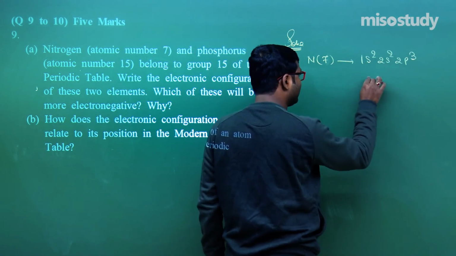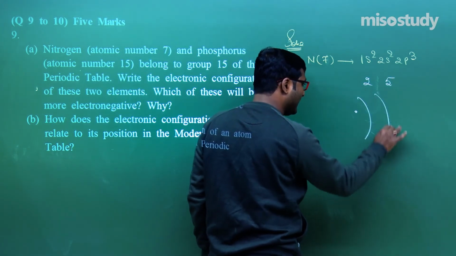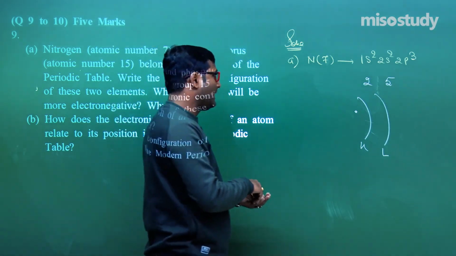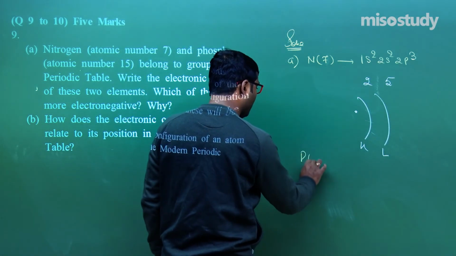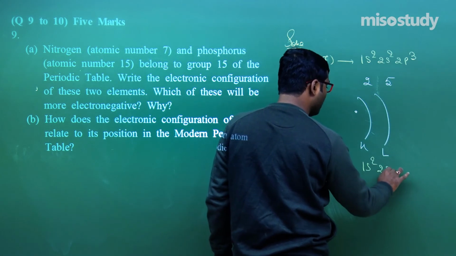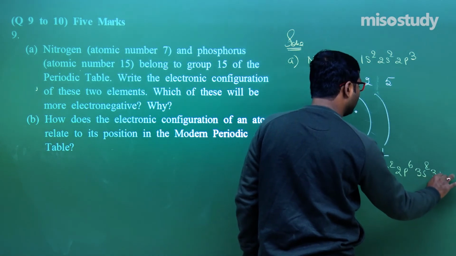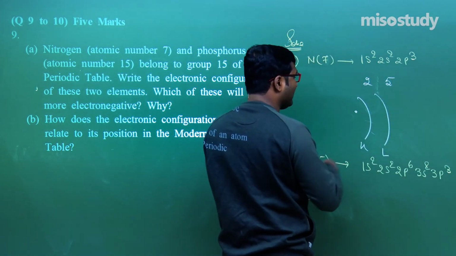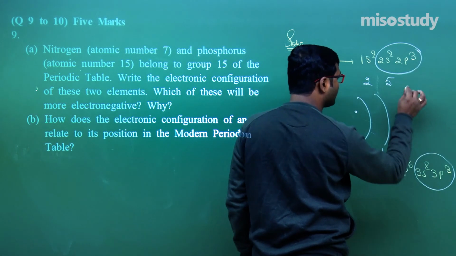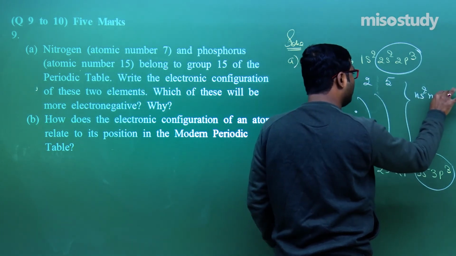In shell-wise form, we can write 2 and 5 like this. This is K and this is L. Am I right? Yes, sir, you are absolutely right. In case of phosphorus, we know phosphorus has atomic number 15. This is written like this: 1s2, 2s2, 2p6, 3s2 and 3p3. Look, nitrogen and phosphorus have similar outermost electronic configuration, that is ns2 np3.